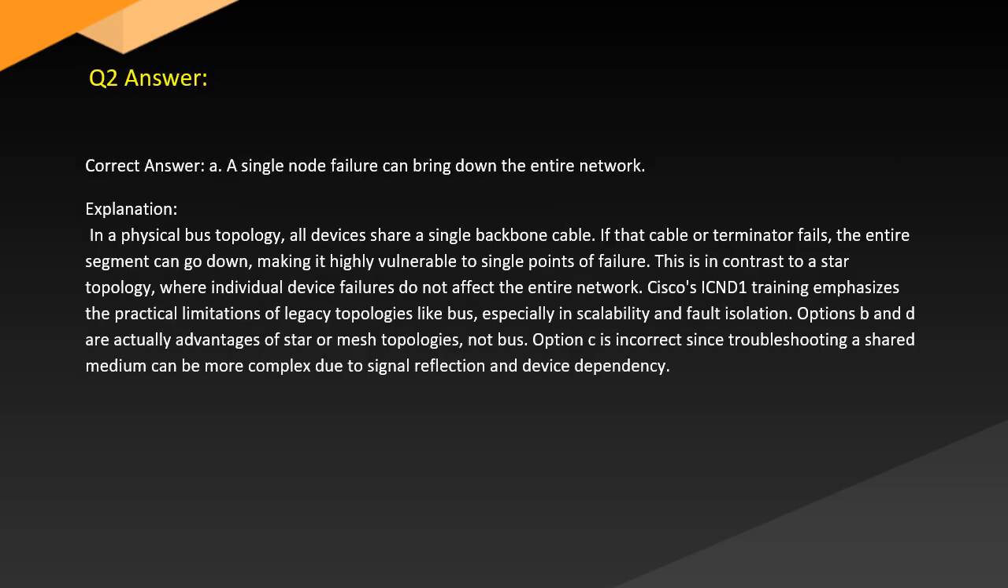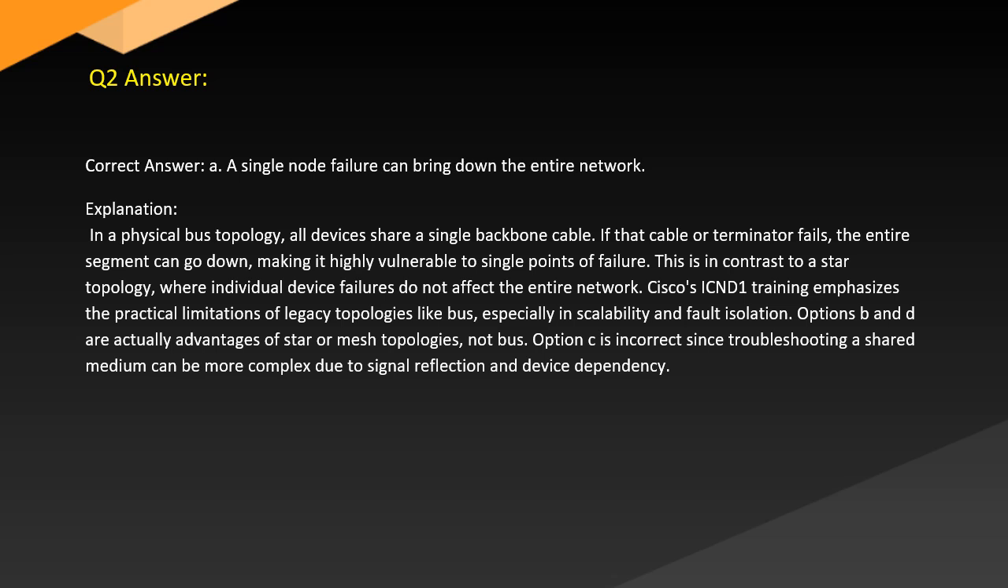Answer. Correct answer: A. A single node failure can bring down the entire network. Explanation. In a physical bus topology, all devices share a single backbone cable. If that cable or terminator fails, the entire segment can go down, making it highly vulnerable to single points of failure. This is in contrast to a star topology, where individual device failures do not affect the entire network.